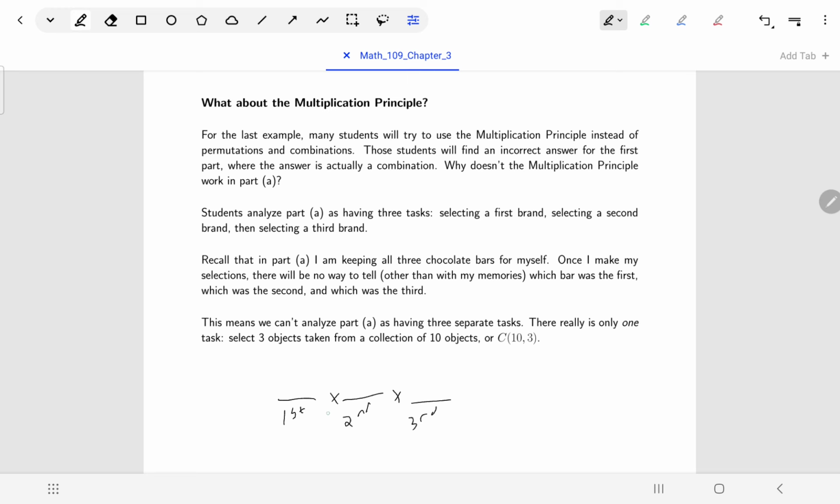So, in other words, there really aren't 3 separate tasks. There's actually only one task, and that one task is to select 3 things. In other words, our combination, selecting 3 things out of the 10. So when we get to questions where order doesn't matter, often the multiplication principle will not help us out, not at least not easily.